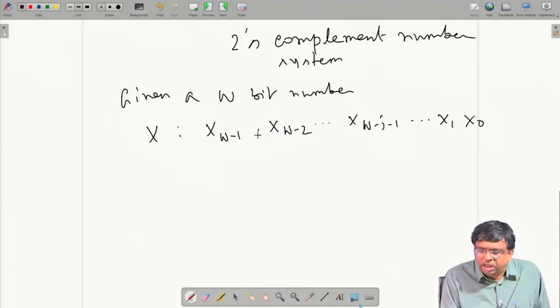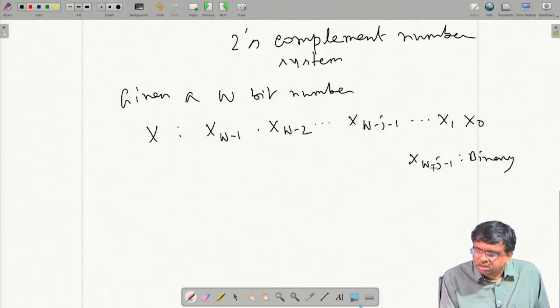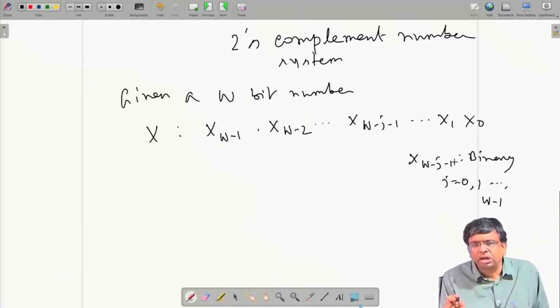Now here every variable, whether x w minus 1 or x w minus 2 or x 1 or x 0, is a binary variable, that is every x w minus j minus 1 is binary. J can be 0, then you are here, j can be 1, so w minus 2 you are here, and so on, if j is w minus 1 you are here, total w, but for all of them this variable is binary. So, either binary 0 or binary 1, and when I am writing the word, they will follow the binary arithmetic, because they will be treated as binary variables.